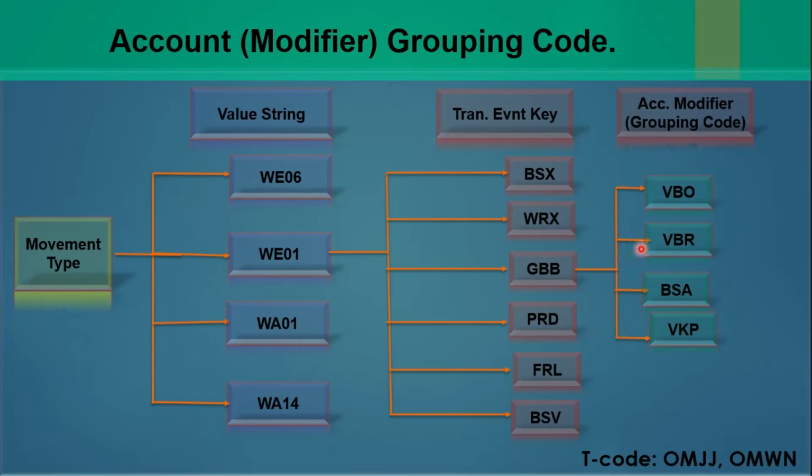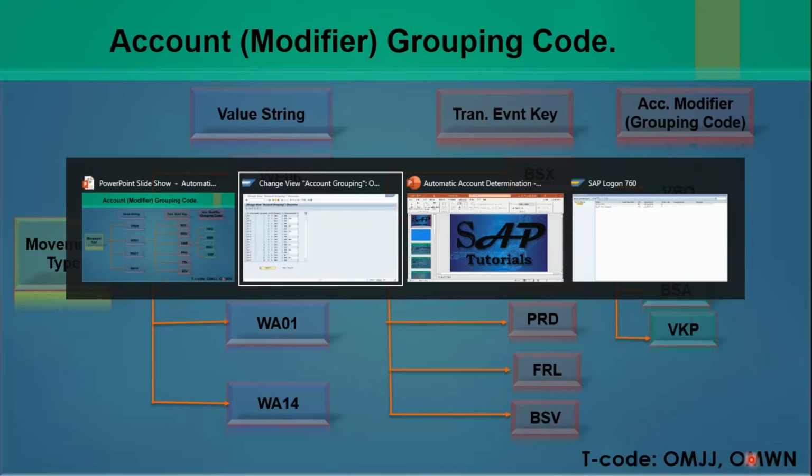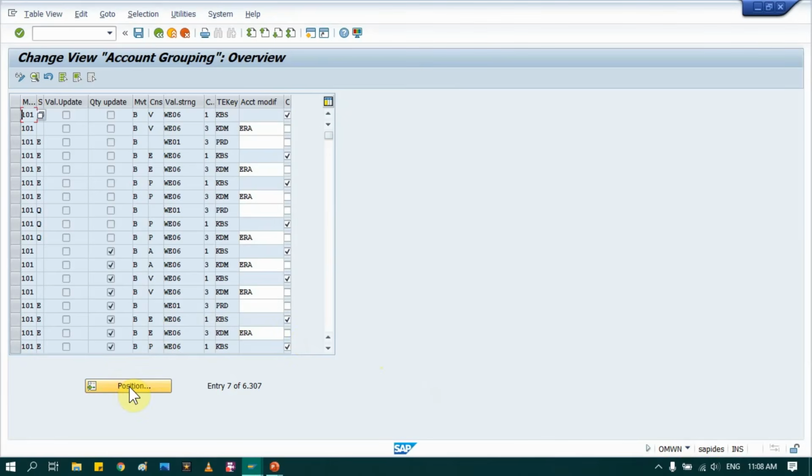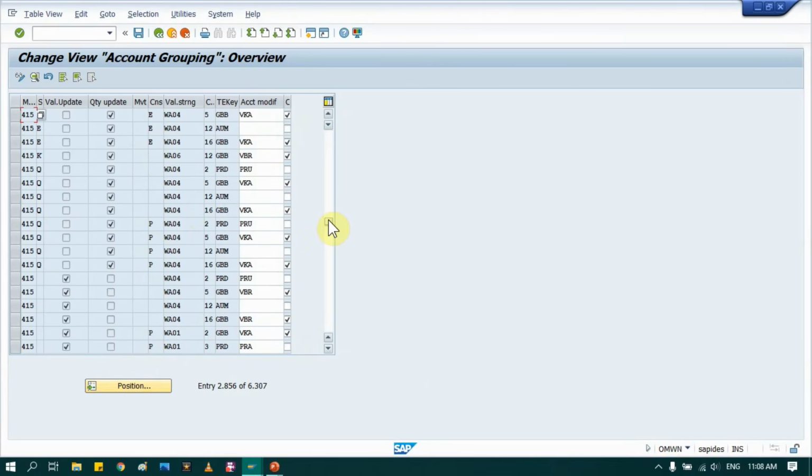So GBB further has different account modifiers that decide the particular GL account. And how can we check that? In the same OMWN, which I have already shown you. If I go here for GBB, we will see. Yes, see, for GBB there are different account modifiers assigned, and each one triggers different GL accounts in the background.